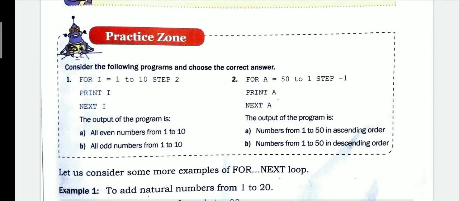Next question is: FOR A = 50 TO 1 STEP -1, PRINT A, NEXT A. The output of the program is: A, numbers from 1 to 50 in ascending order, or B, numbers from 1 to 50 in descending order. The result will be B, like 50, 49, 48, 47 and so on till 1.